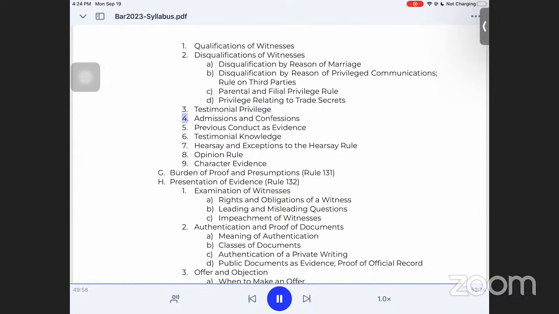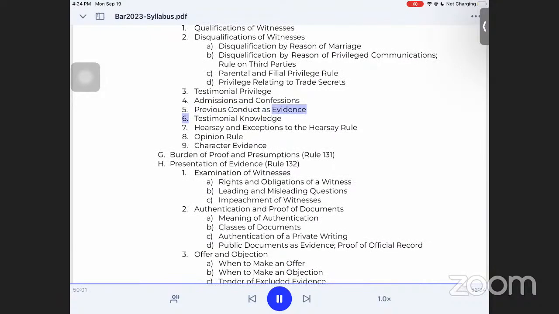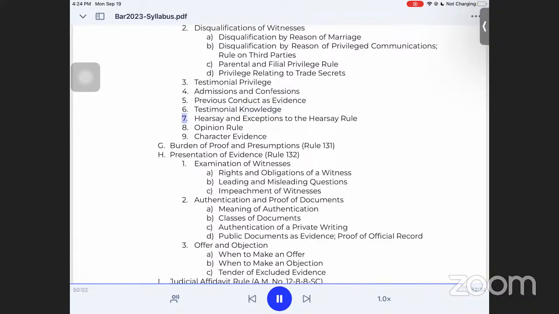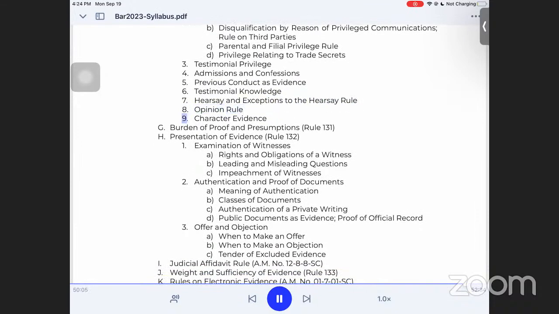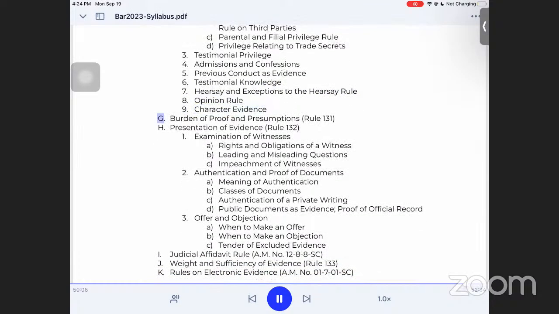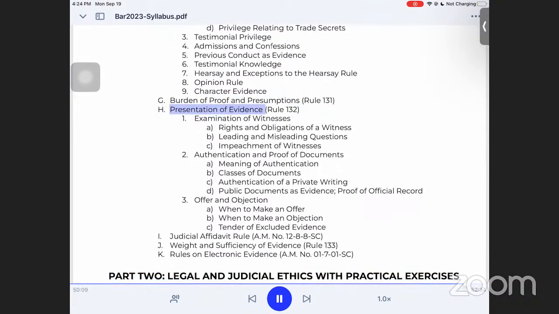3. Testimonial privilege; 4. Admissions and confessions; 5. Previous conduct as evidence; 6. Testimonial knowledge; 7. Hearsay and exceptions to the hearsay rule; 8. Opinion rule; 9. Character evidence. G. Burden of proof and presumptions, Rule 131. H. Presentation of evidence, Rule 132.